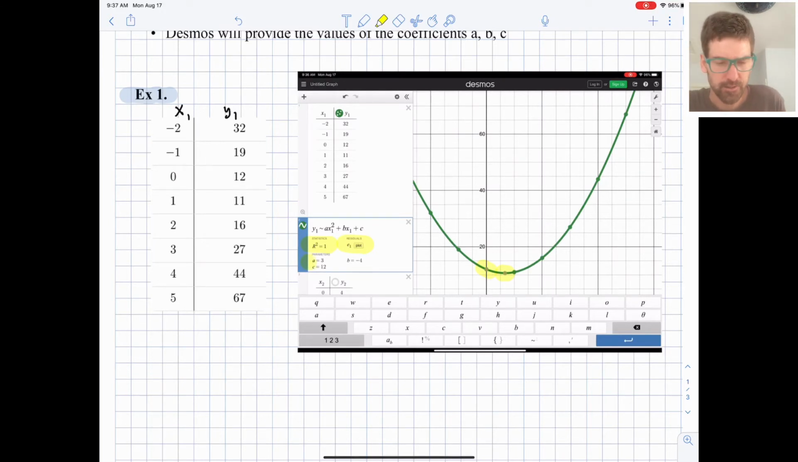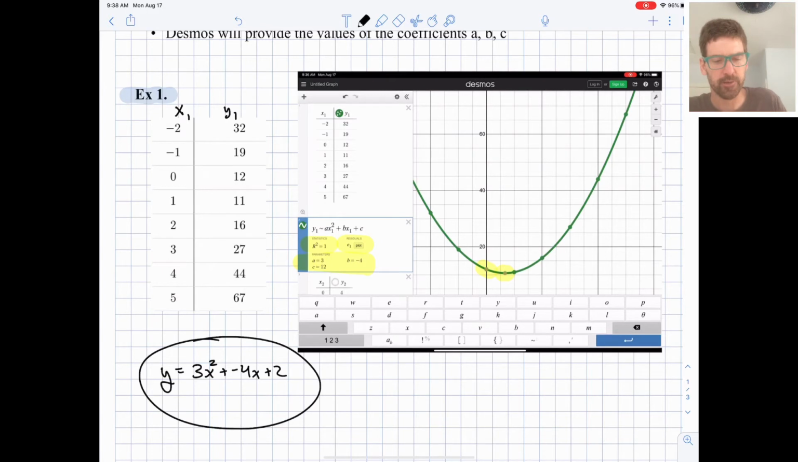But then we also down here are given what Desmos calls parameters, but what I call the coefficients in the equation. So we can write out our standard form equation. Y equals 3x squared plus negative 4x plus 12, okay? And that would be our solution to this problem. That's the best quadratic function that matches or fits those points that we were given.